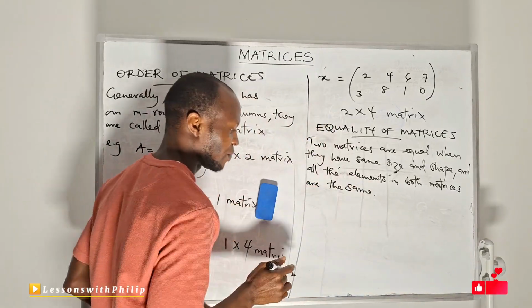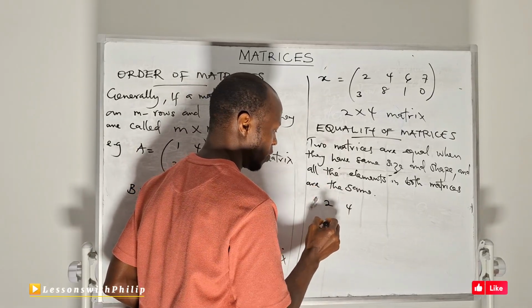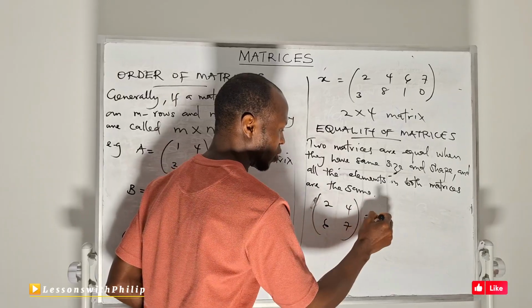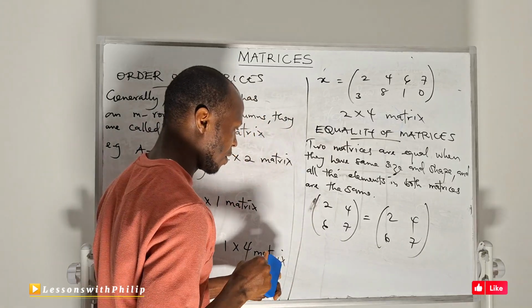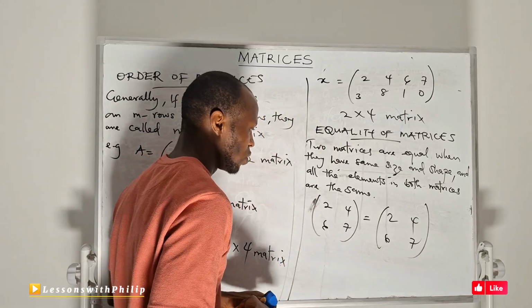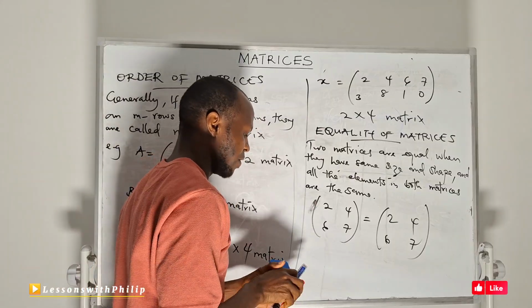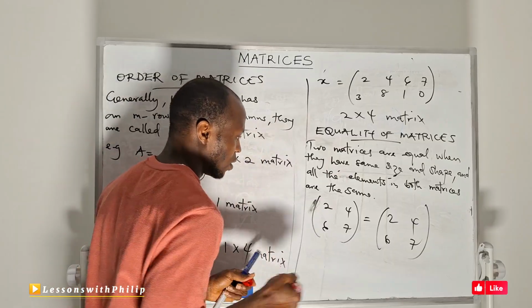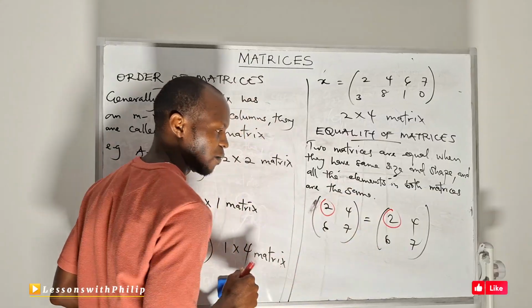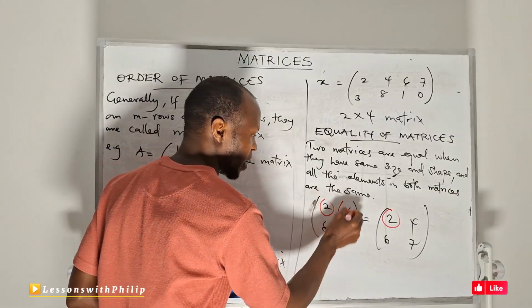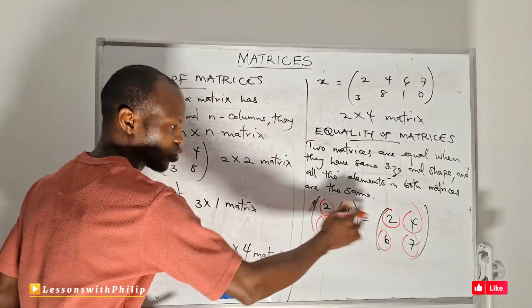Okay, let me give an example. If we have a matrix 2, 4, 6, 7, which is equal to 2, 4, 6, 7. If you check, we have 2 here, in row 1, column 1. For the second matrix, we have 2 here, that is row 1, column 1. We have 4 here, we have 4 here. We have 6 here, we have 6 here. 7 here, 7 here. So that shows these two matrices will be equal.